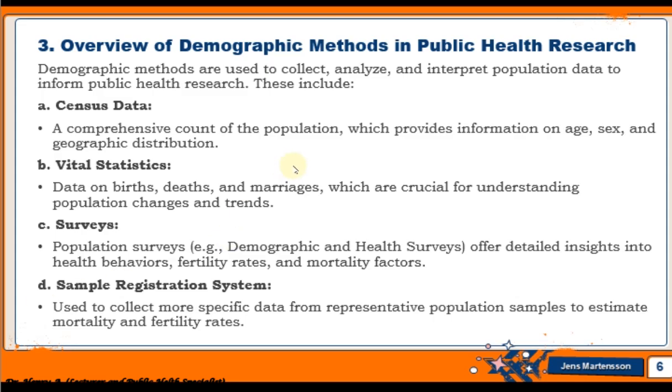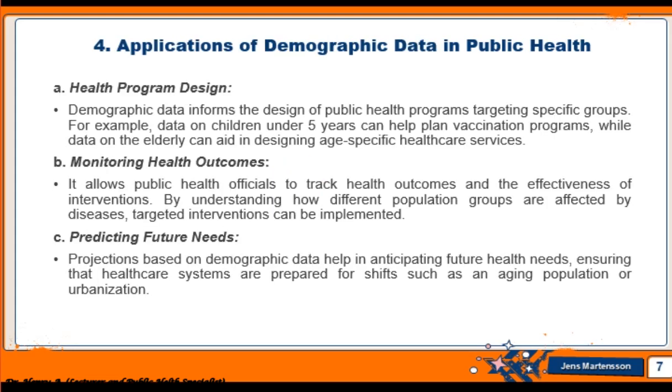And so, under the overview of demographic methods in public health research, we have just seen the different methods. 1, census data. 2, vital statistics. 3, surveys. And 4, sample registration system. Let us see the final one under lesson 1.